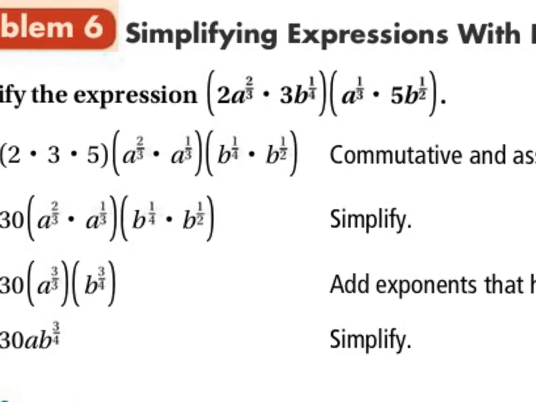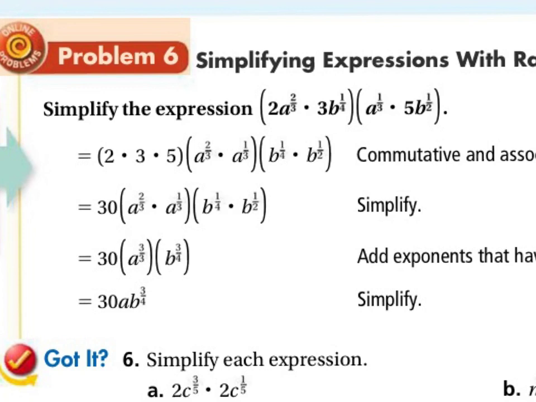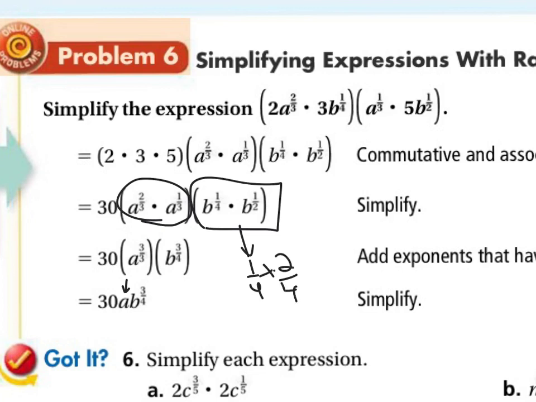Any numbers that you have, we'll just bring those out in front and multiply those. So there's a 2, 3, and 5. Bring those out in front. Multiply those as 30. Get your a's together. So we've got an a to the 2/3, a to the 1/3. If you multiply, we're going to add those together. 2/3 plus 1/3 is 1. So that'd be a to the 1st power, or just a. And then the b's, 1/4 plus 1/2, that'd be 1/4 plus 2/4, which is 3/4. So our final answer would be 30a b to the 3/4.